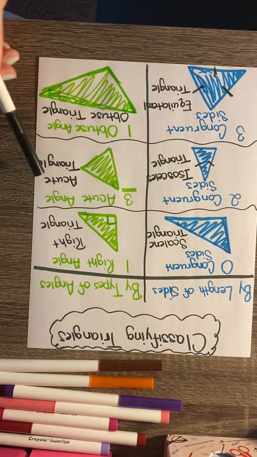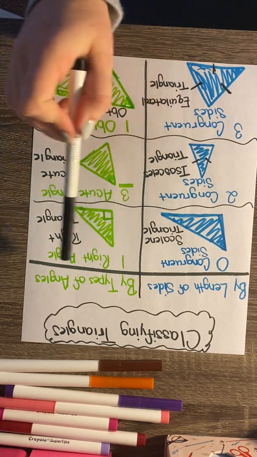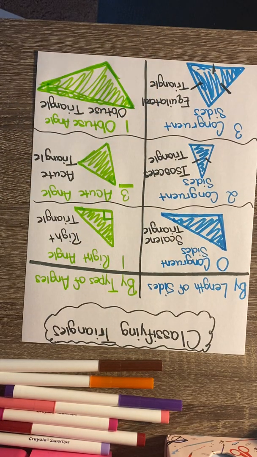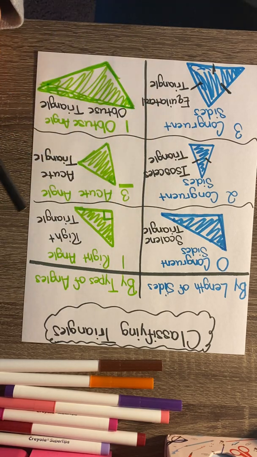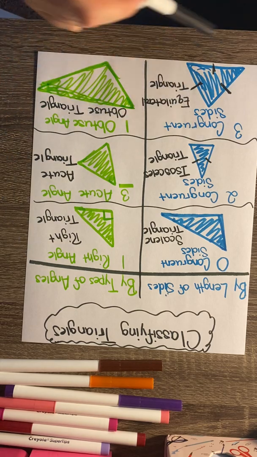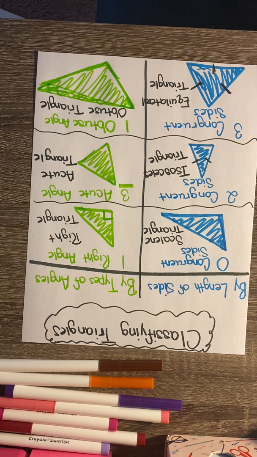Three acute angles, acute triangle. One right angle, right triangle. Okay? This should be easy to remember. The angles match the triangle.